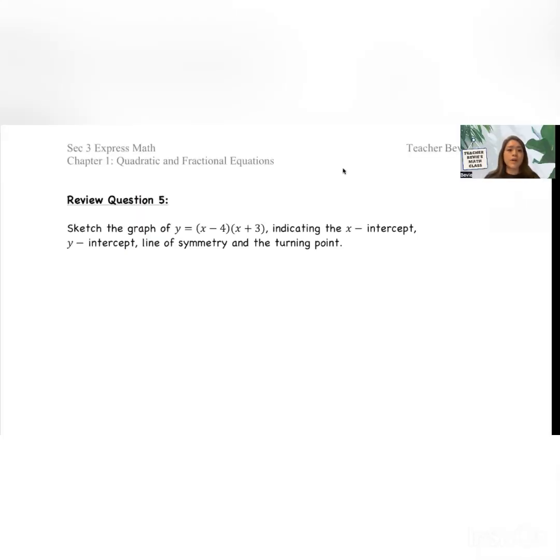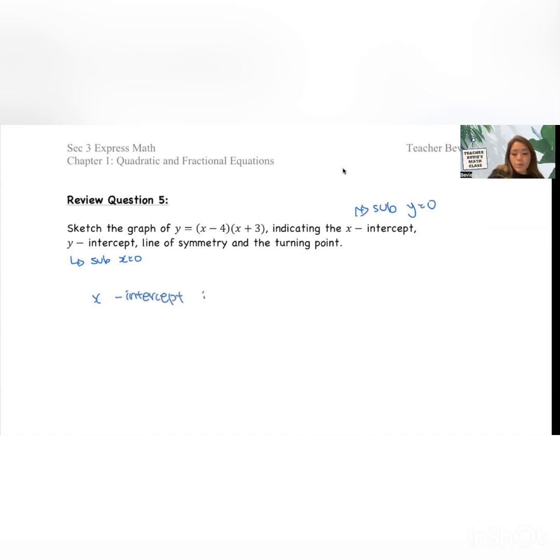For review question 5, sketch the graph of y equals (x minus 4)(x plus 3), indicating the x-intercept, y-intercept, line of symmetry, and the turning point. To find the x-intercept, I will have to sub y equals 0. And to find the y-intercept, I will have to sub x equals 0. Okay, so from here, let's begin with our x-intercept.